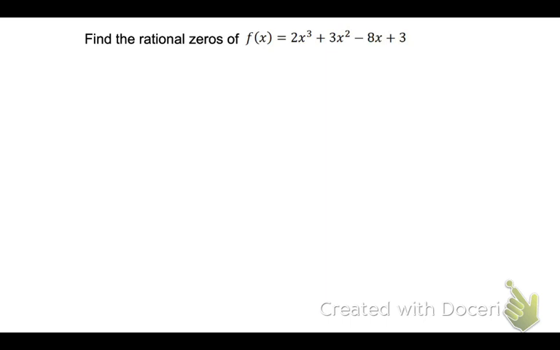Okay, so find the rational zeros. So I'm going to list PRZs. Every time, list your PRZs. What's my numerator? Plus or minus.